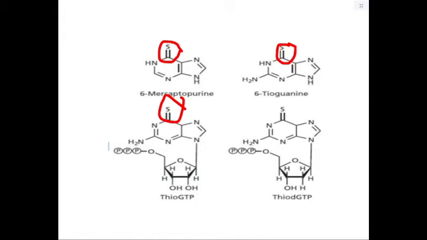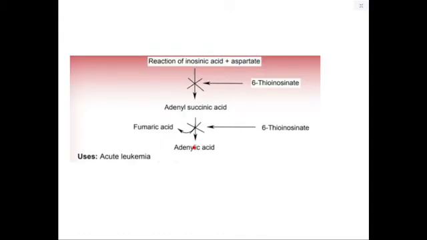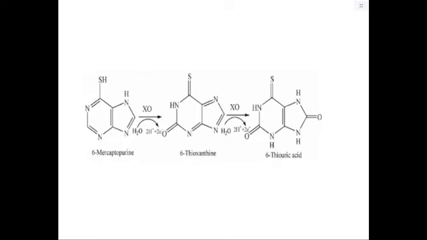But we are saying that the thioinosinate, and of course, thioinosinate is a derivative of mercaptopurine. I believe that thioinosinate can also block this step here and that step there. And once it does that, you will find that you will not synthesize your adenylic acid. Without adenylic acid, you will not synthesize your DNA.